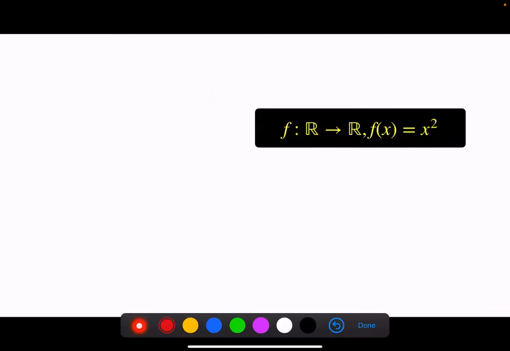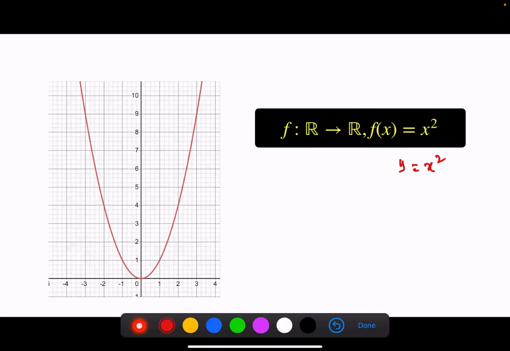Okay, so a few more examples. If f of x is x square, or you can write y is x square, let's say, then this is the graph. It will be a parabola. Let's take a few points. So 1 becomes 1 square, that is 1. If you have 2, it becomes 2 square, so that is 4. And minus 1 will become 1.